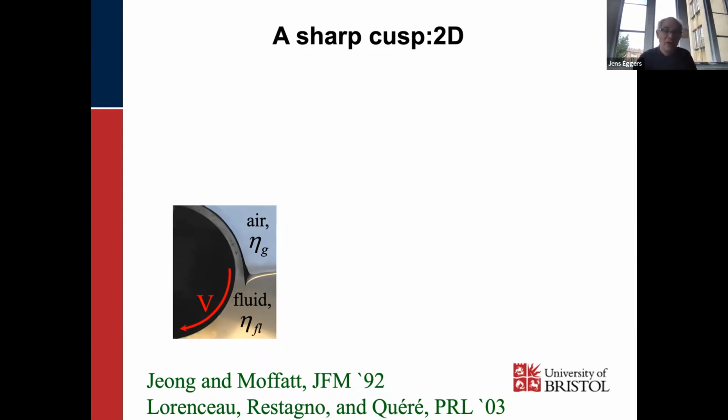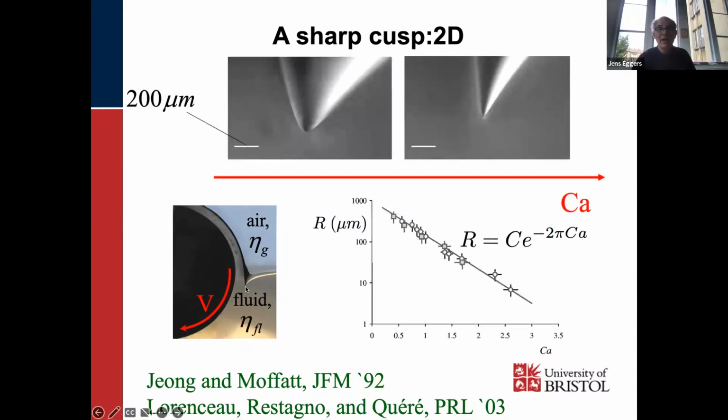So Jeong and Moffatt solved the Stokes equation, this is the viscously dominated version of fluid mechanics, to find solutions in two dimensions near this tip here. And they found that the shape of the interface is actually, well, you cannot see it that well here, best described as a cusp.